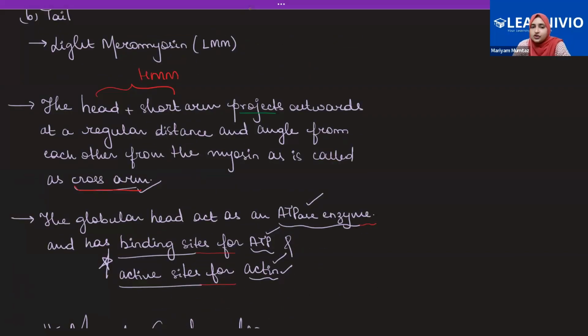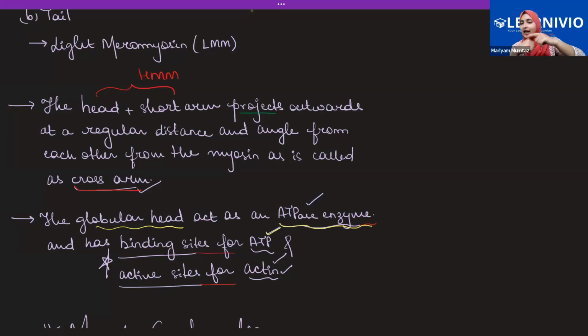Now, this head and the short arm project outwards like this. For example, if this is the tail portion, then this is the head and the cross arm, and it will always be projecting outwards. Clear? Now this globular head acts like an ATPase enzyme, meaning that it has a binding site for ATP and active sites for actin.